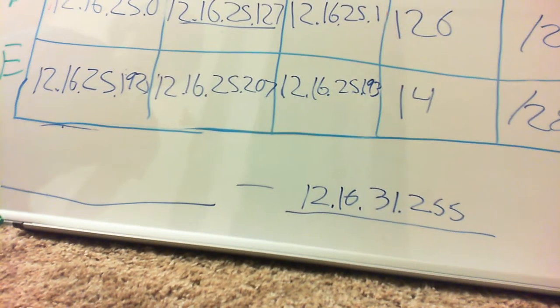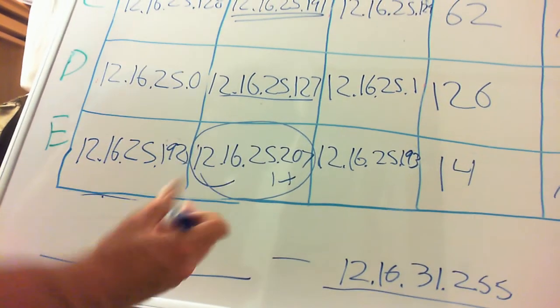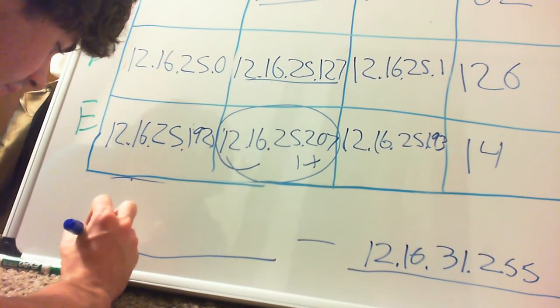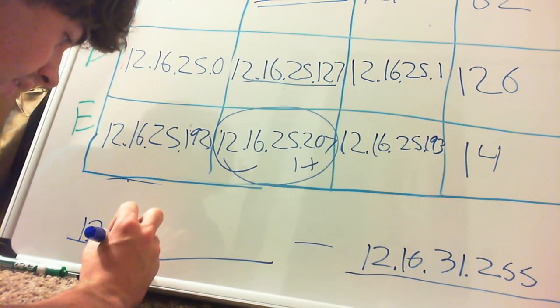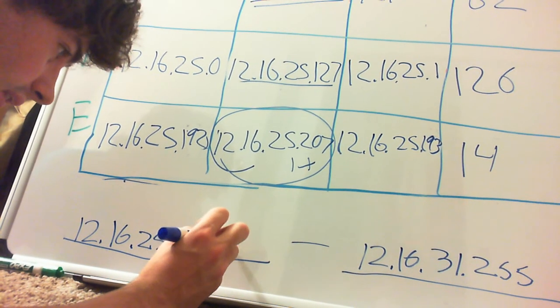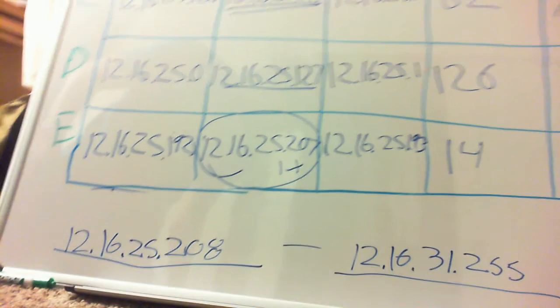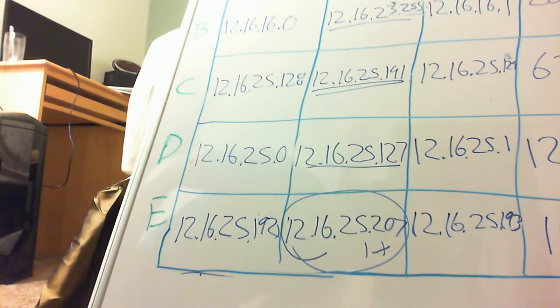The lowest number was E, so we add 1 right here, so we're at 12.16.25.208. And that's how you do it. Any questions, you can comment and I'll answer them.